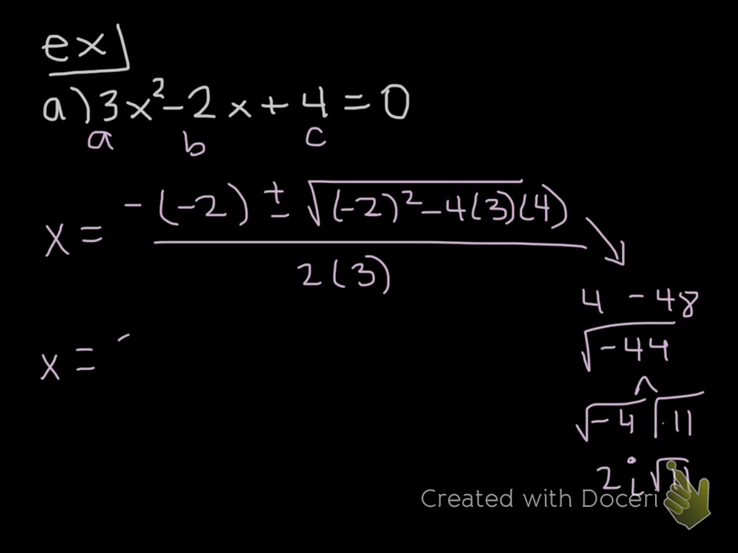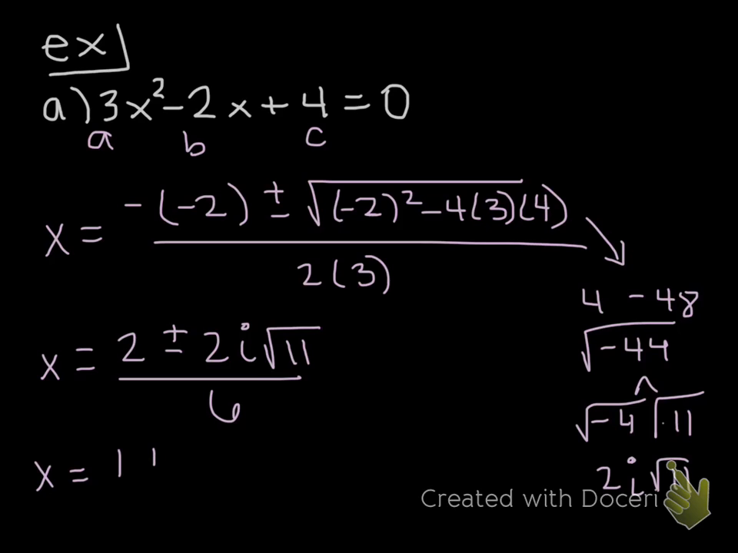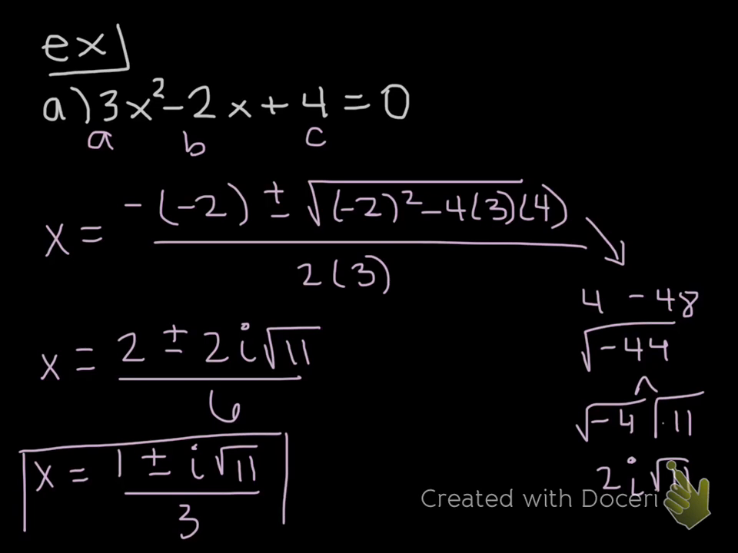So I have x equals 2 plus or minus 2i root 11 all over 6. Because the 3 outside values can all be reduced, I do expect you to reduce. So it'll become 1 plus or minus i root 11 all over 3. And again, I went through that relatively quickly because this is a review of Algebra 2 material.